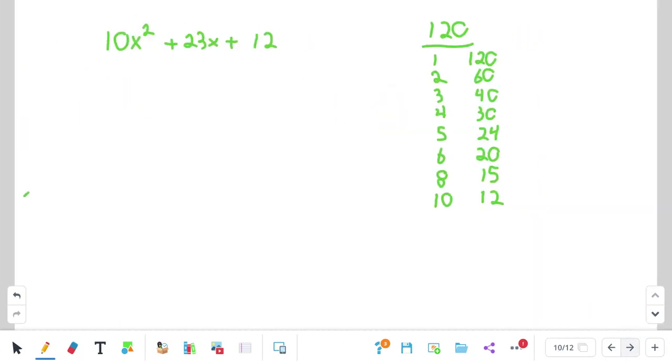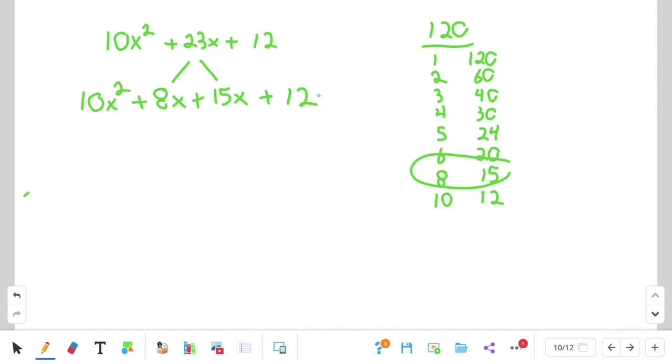This one, I've already written out all the factor pairs for 120. And again, I got the 120 by multiplying 10 by 12. And I'm looking for a pair that adds together to get 23. Well, that would be 8 and 15. So I'll do the same thing. I'll write this as 8x and 15x. And then the only way for those to add together to get positive 23 would be if they were both positive. And then I'll bring the other two down just like I did before.